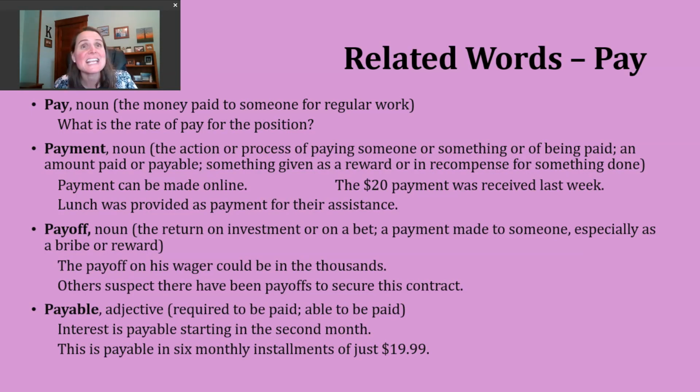A second way to use this adjective payable is to describe something that is able to be paid. An example of this in a sentence might be, this is payable in 6 monthly installments of just $19.99. This is something that is really commonly said as different marketers try and sell products on TV and now the internet and YouTube. But here, what it's offering you is the ability to pay over time instead of paying all of it in the present moment.